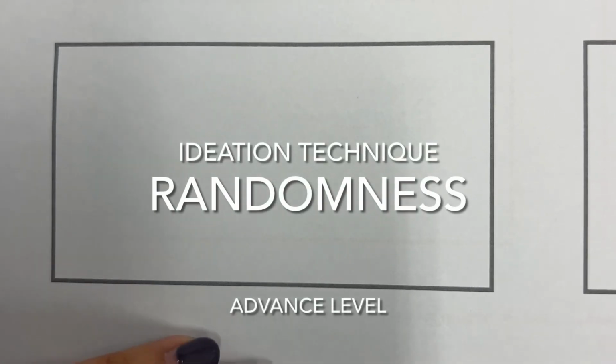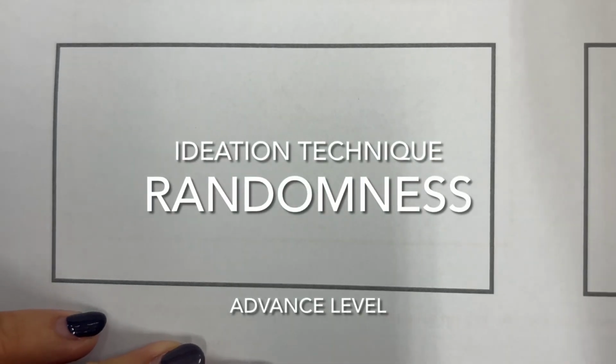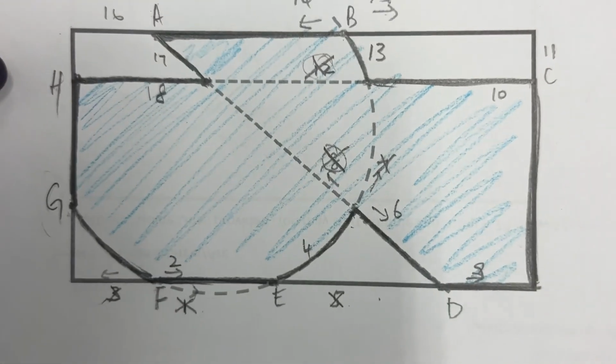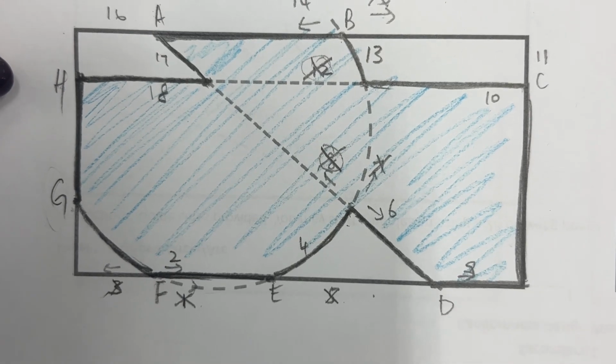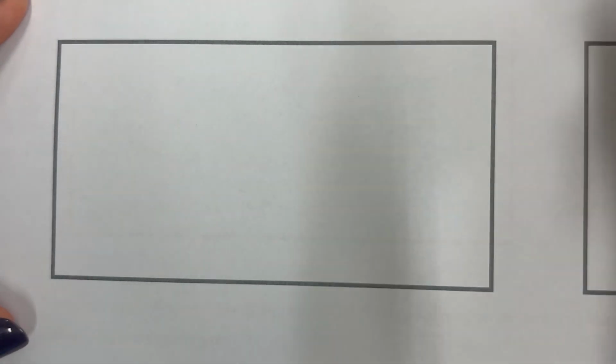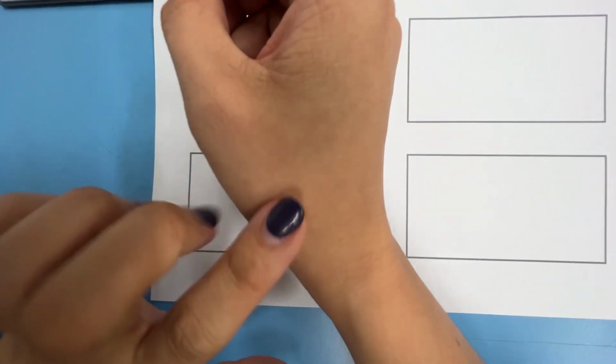Okay, now I'm going to show you how to do the sketching using randomness. So in my previous video, I showed you how to do it with printed guiding lines, which is the dotted line. Okay, so in this video, there is no guiding line. How are you going to do it? Now remember, previously we have learned how to lock your wrist.